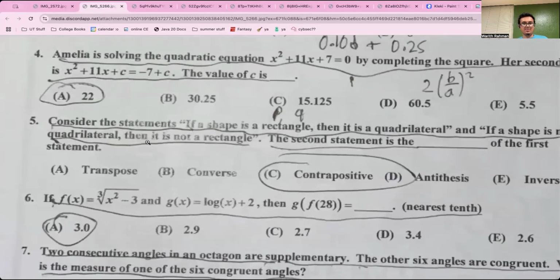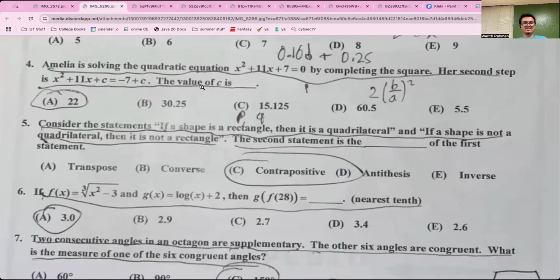Okay, number 5. Consider these statements. Oh, this is geometry stuff I've not seen in a while. But okay. If a shape is a rectangle, then it is a quadrilateral. If P, then Q. If a shape is not a quadrilateral, it is not a rectangle. If not Q, then not P.